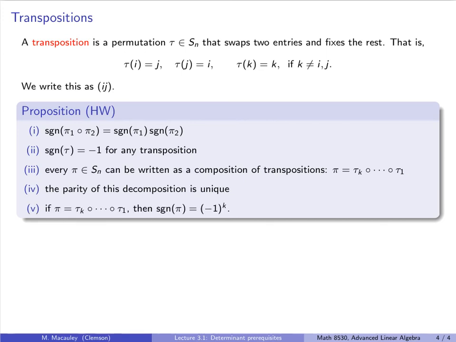Finally, the culmination of this is that if you have a permutation pi that's a composition of k transpositions, then its sign is (-1)^k. So think about how this follows from all of these. So we know that sign is multiplicative. So the sign is just the product of the signs of these transpositions. And we know that each transposition is -1. And we know that the parity of this decomposition is unique.